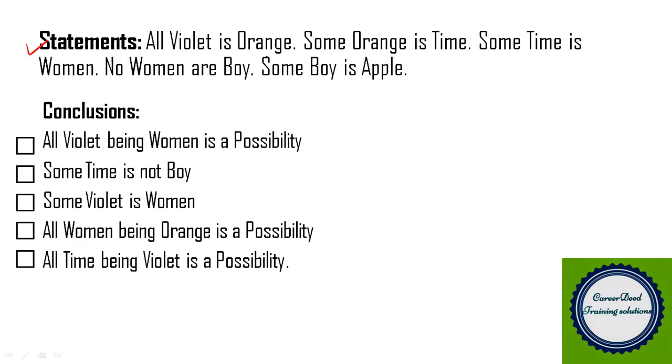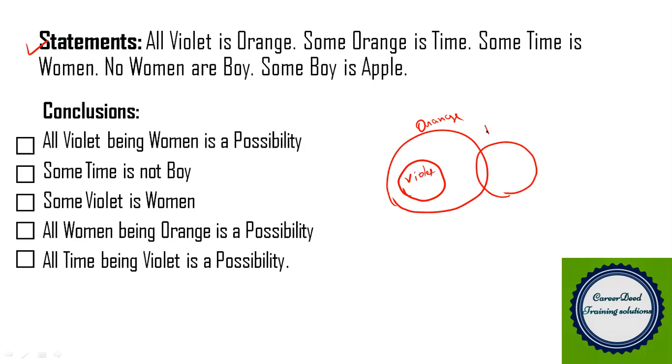Now, all violet is orange. All violet is inside orange. Some orange is time. Some orange is related to time. And some time is women. And no women are boy. There is no relationship between women and boy.